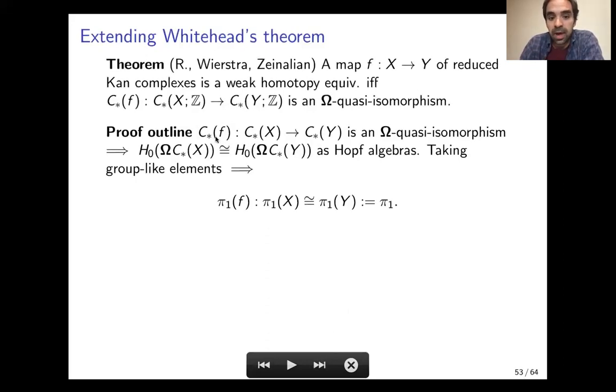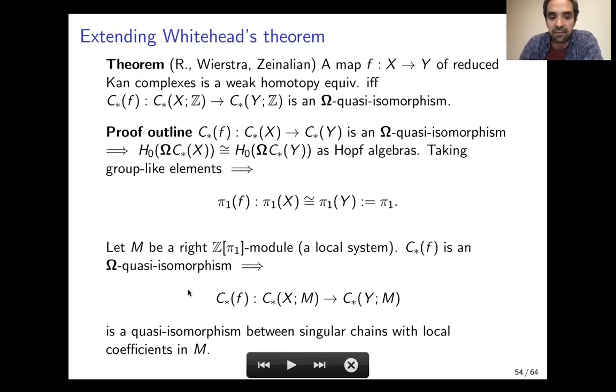So if you have a map of the coalgebras of chains, you get an isomorphism between the zeroth homology of the cobar constructions, because I was assuming this map is a cobar quasi-isomorphism, and that leads to a map of fundamental groups. And then I have to look at the universal covers now. And this follows from the following statement.